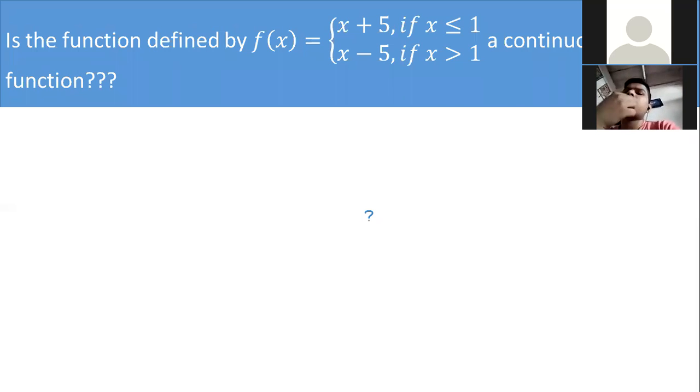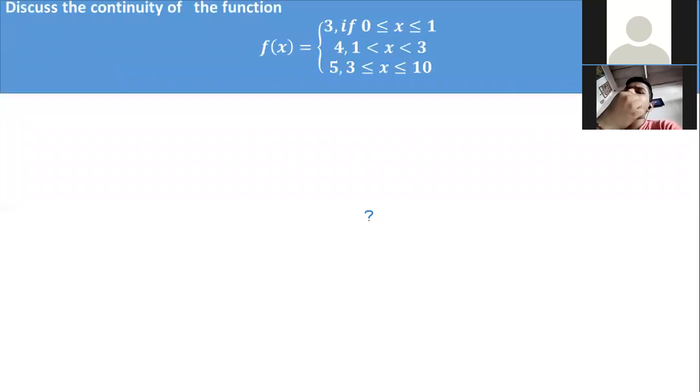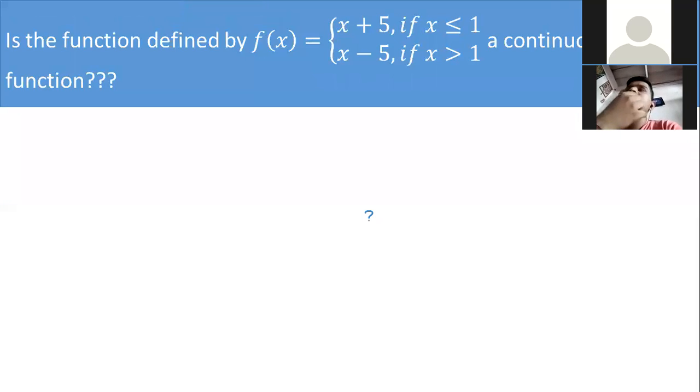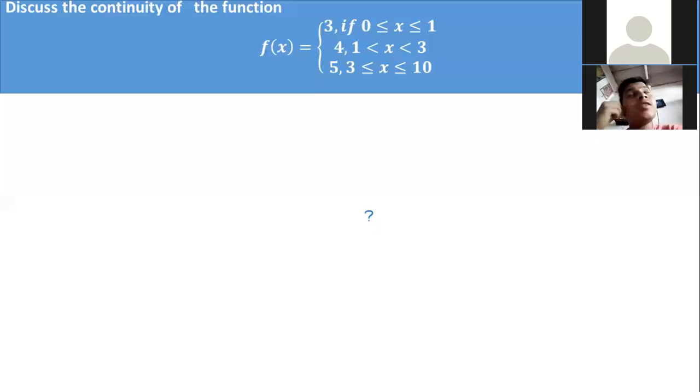Okay, students, so we'll move on. This is your next question. The previous question was nothing but you had to check the continuity only. You have to check. This was a continuity question. Next one. So what is the question? You have to discuss the continuity.